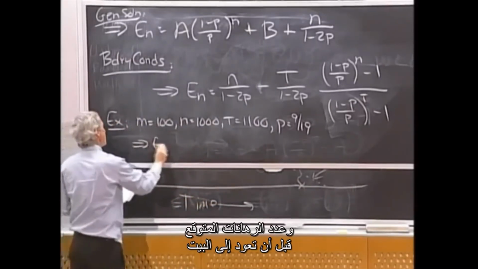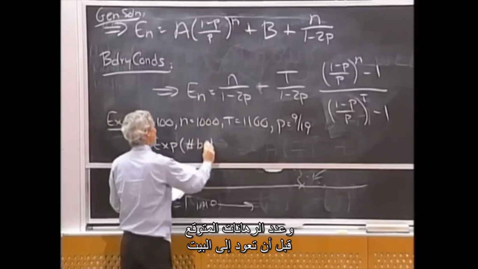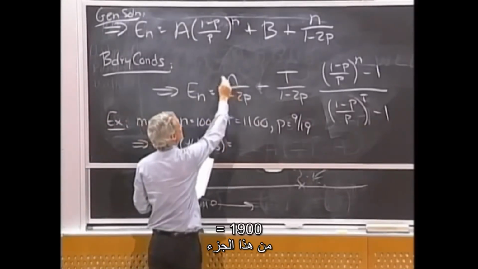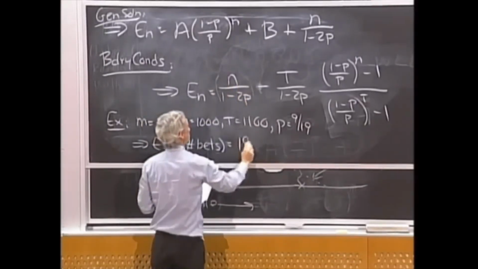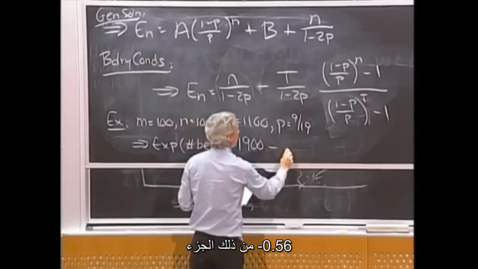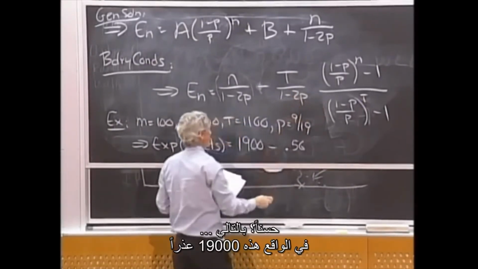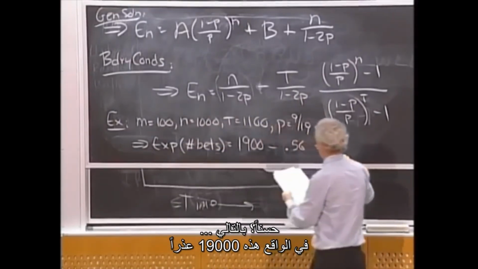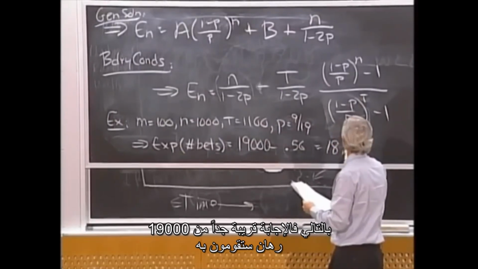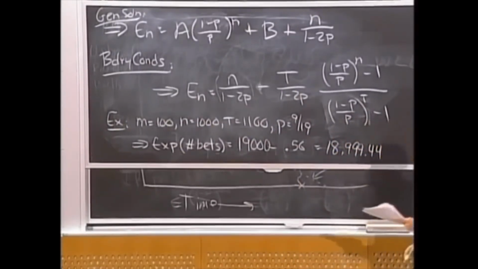Then the expected number of bets before you have to go home is 1,900 from this part minus 0.56 from that part. OK? So actually, 19,000, sorry. So it's very close to 19,000 bets you got to make.